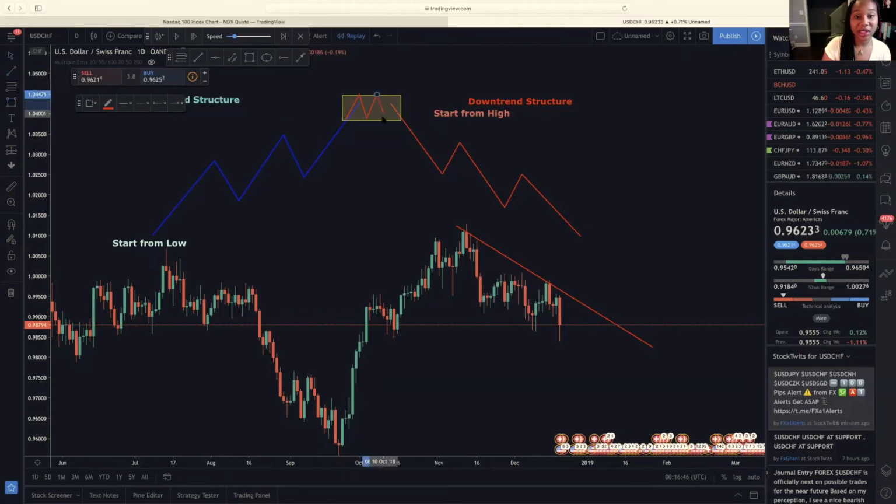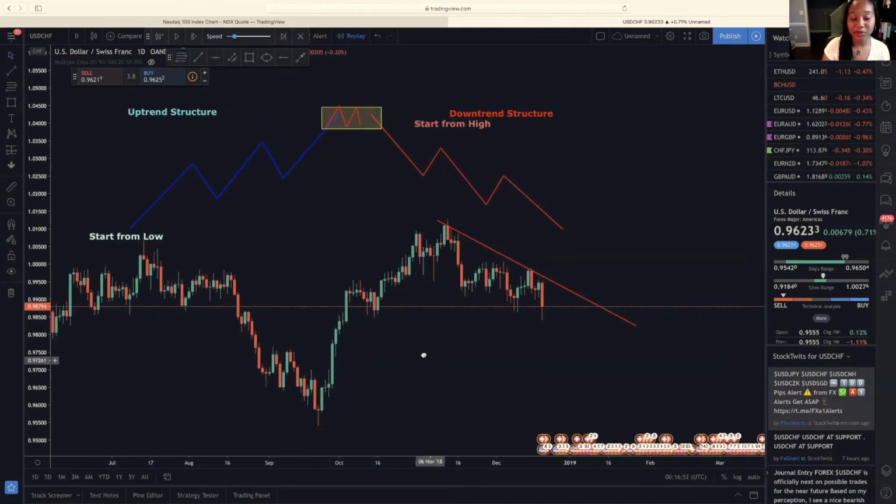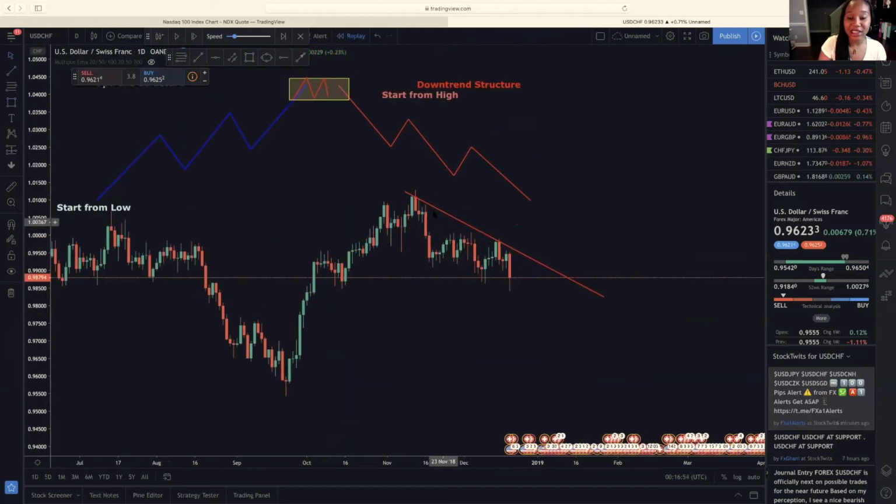So let's go ahead and look at it on a regular chart. I have USD/CHF up here. Like I said, in a downtrending structure, you're going to start from a high. This is on a daily time frame. When you're finding market structure, you really want to look at the higher time frames. I prefer the 1 hour and above.